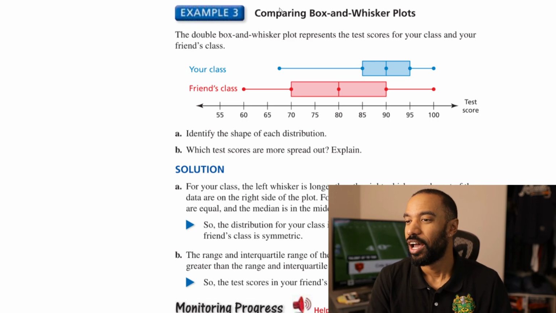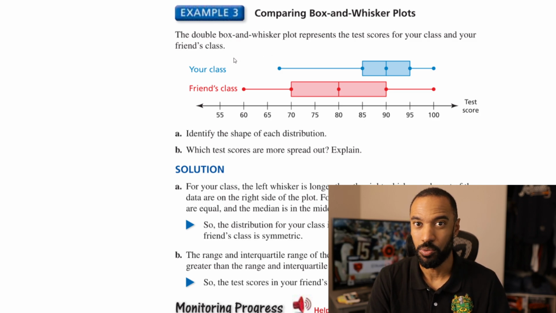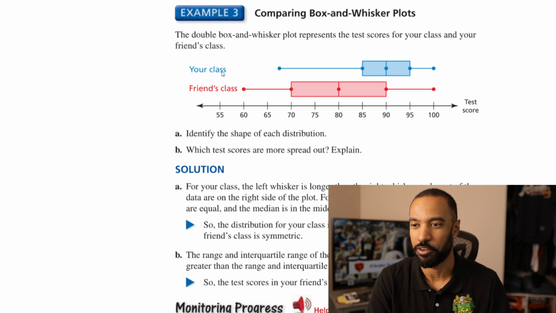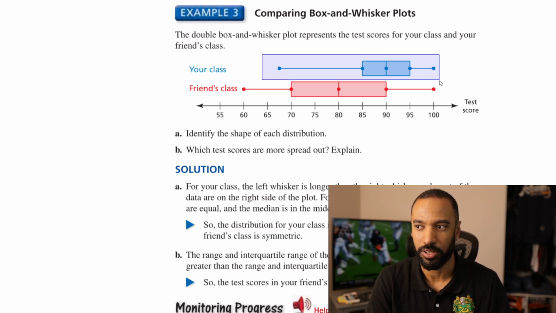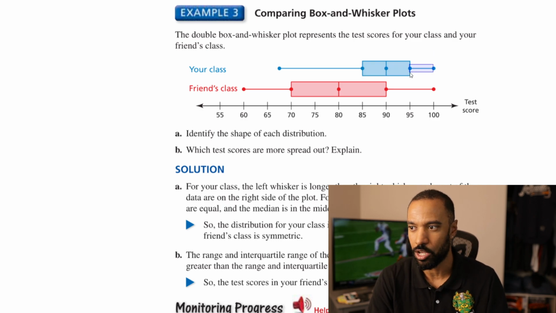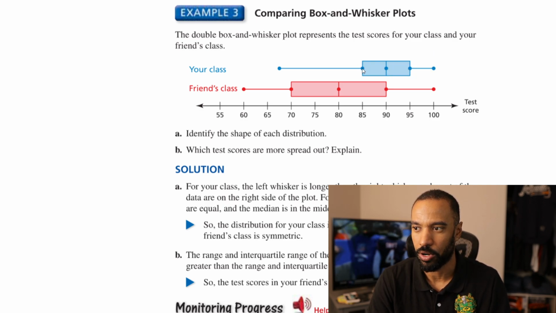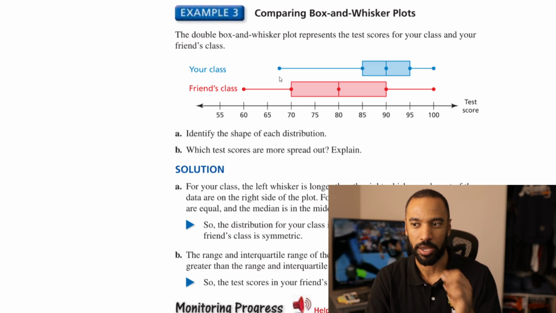All right. Comparing box and whisker plots. So the double box and whisker plot. There are two of them represented here for your class, your friend's class, and test scores. So identify the shape of each distribution. If I look at my class, I'm looking at something that is clearly asymmetric. Maybe these first three have symmetry, even equal distribution and length for each quarter.